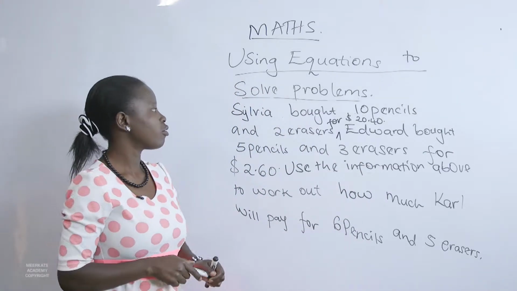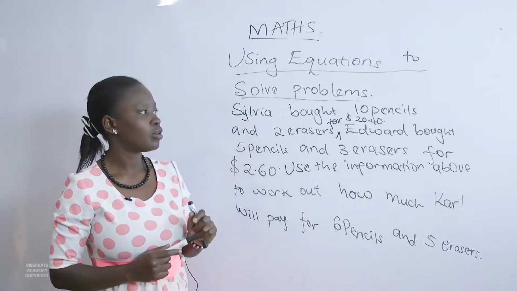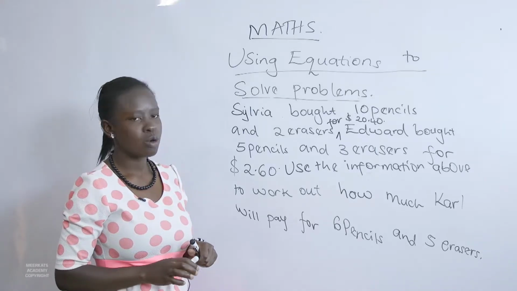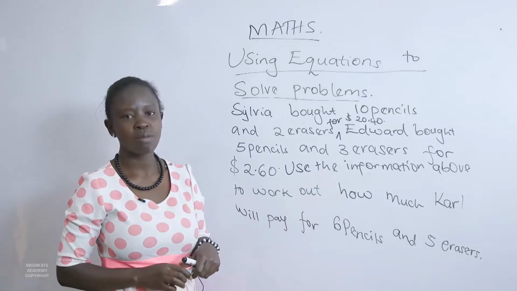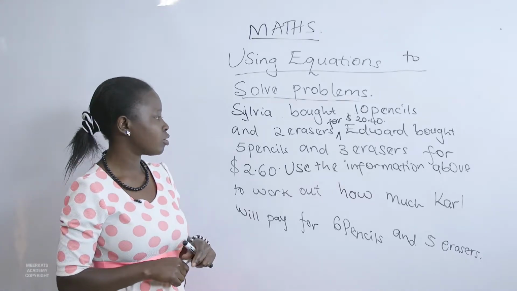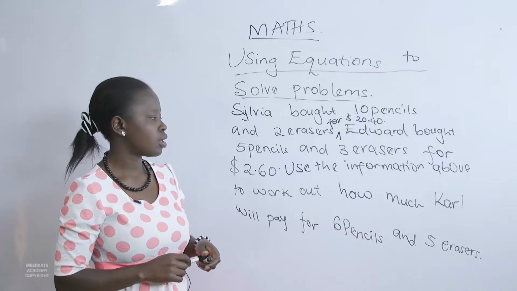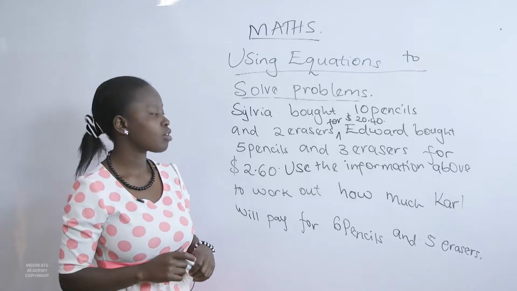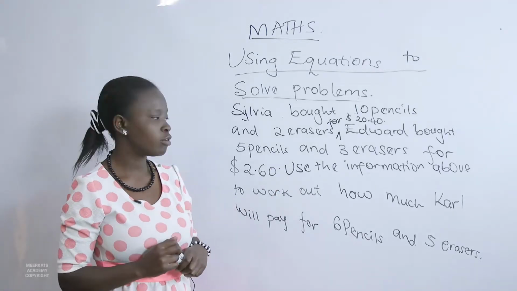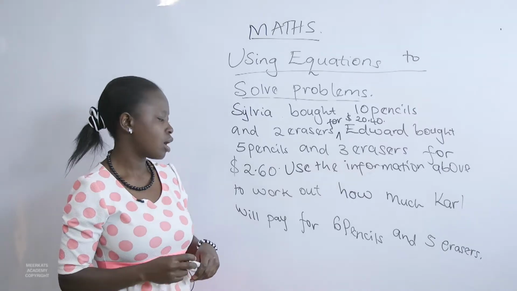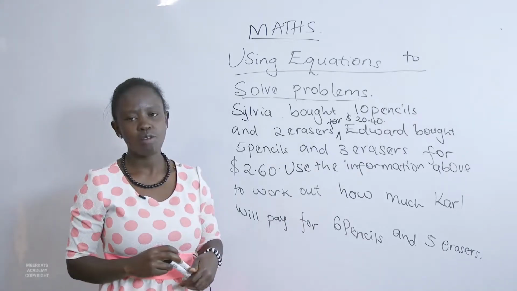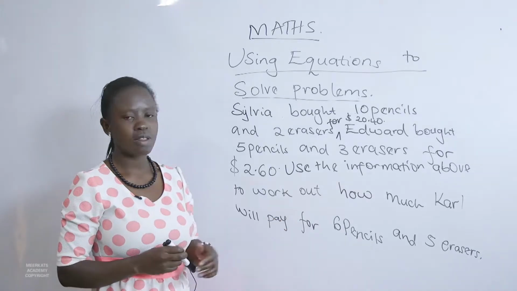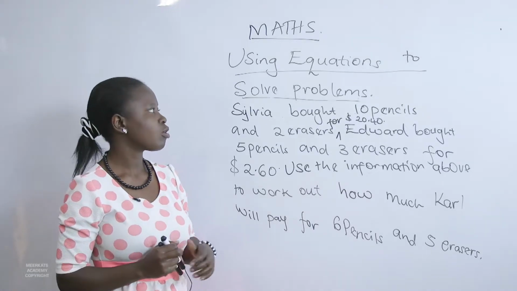So the problem we have is that Sylvia bought 10 pencils and 2 erasers for $20.40. Then Edward bought 5 pencils and 3 erasers for $2.60. And we are supposed to use this information we have to work out how much Carl will pay for 6 pencils and 5 erasers. So that is the problem we need to solve.